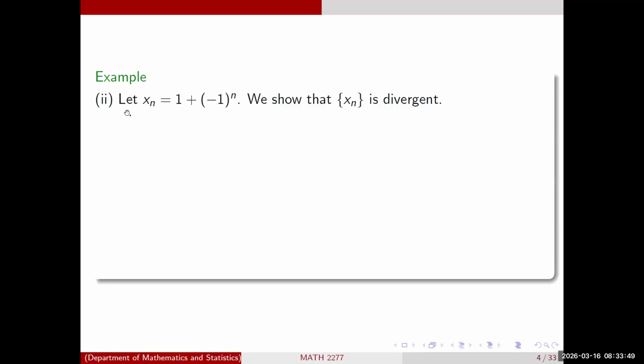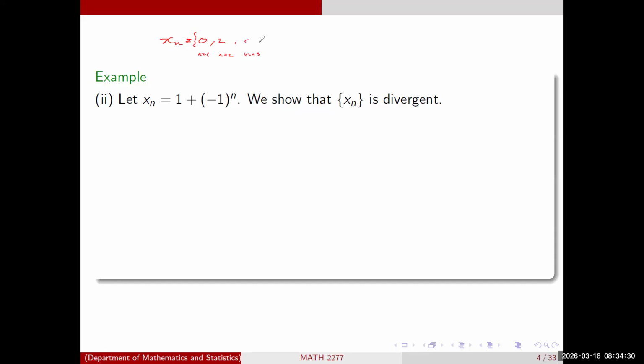okay. So let x_n equal 1 plus (minus 1) to the n. We're going to show that this sequence is divergent. So usually when you're given a sequence like this, it's always a good idea to write out some of the terms. So when n is equal to 1, plug n equal 1 into the sequence. So you get 1 plus minus 1, which is 0. Then plug n equal 2. So you get minus 1 squared, which is 1. 1 plus 1 is 2. Then plug n equal 3.